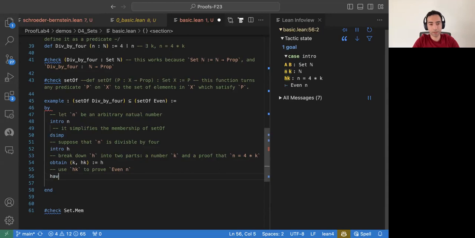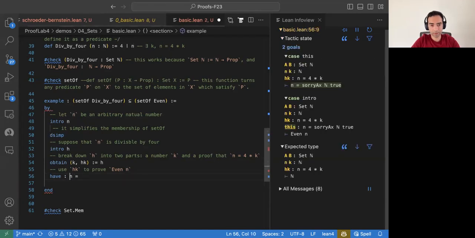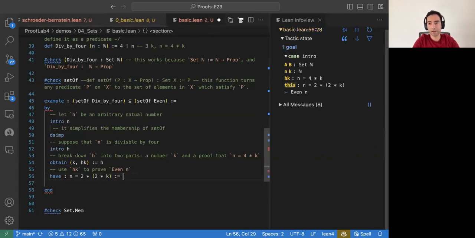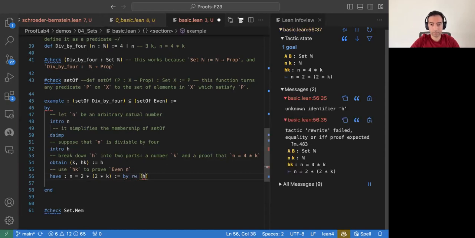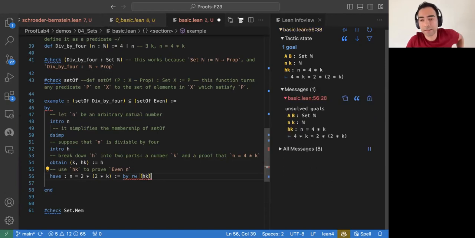Yeah, maybe usually have is a good friend here. So maybe we write have n equals 2 times k, and this is our goal. Somehow from hk we have to prove this. By what? Rewrite hk, does it? Oh, apparently it doesn't.